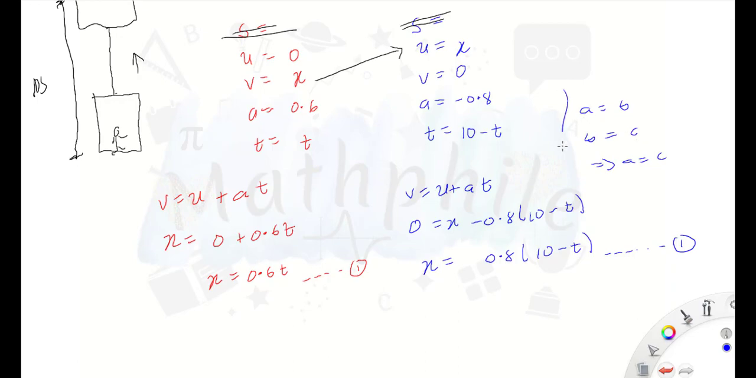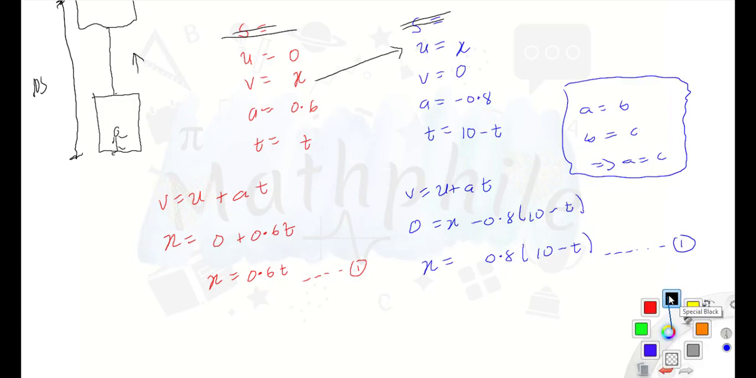All that you can see is equation one and equation two. It depends on where you are. If you want to show off small, you say, okay, using the law of transitivity. It's the same thing. Taking equation one and equation two, that will get you 0.6t is equal to 0.8 times (10 minus t). Yeah, you're good to go.